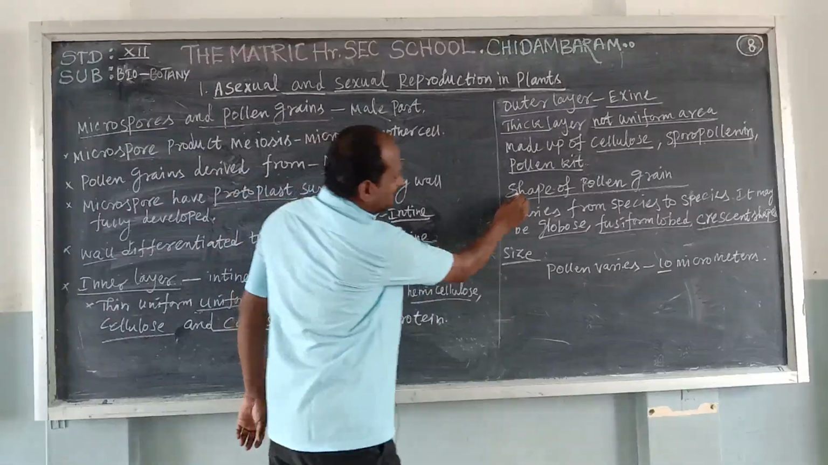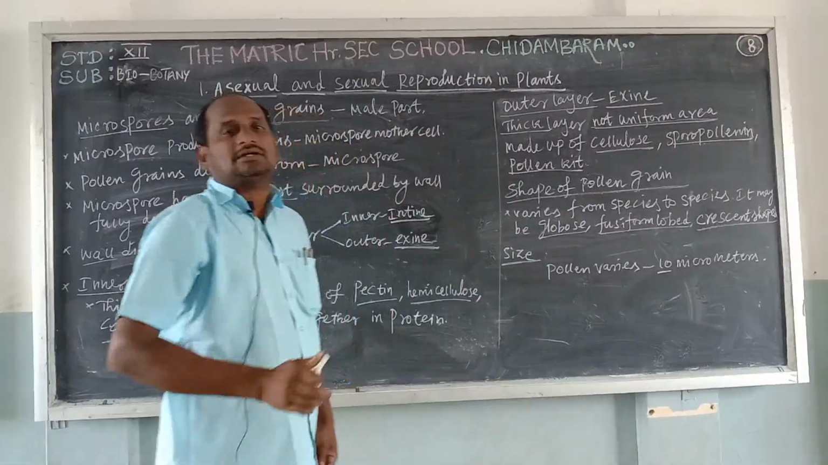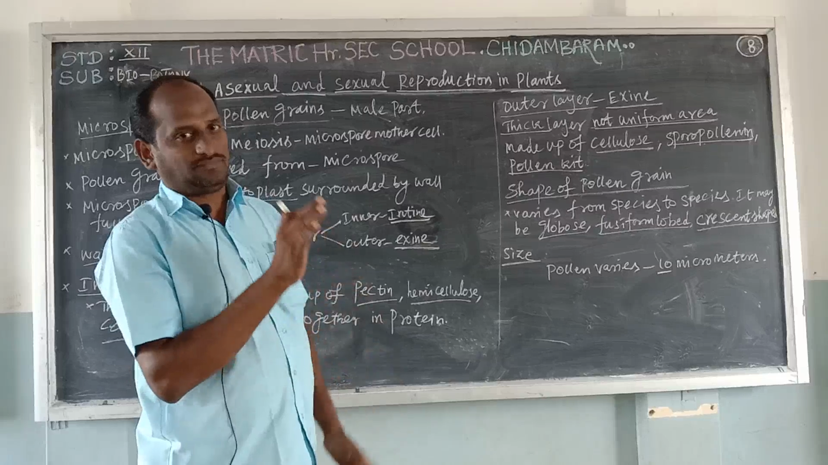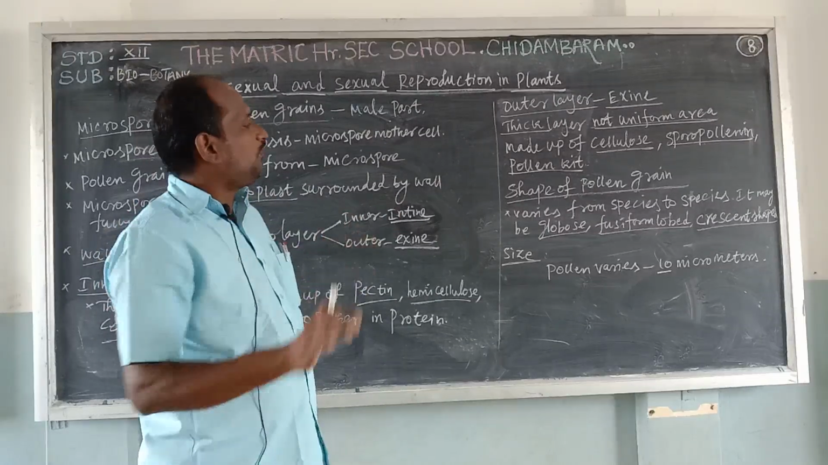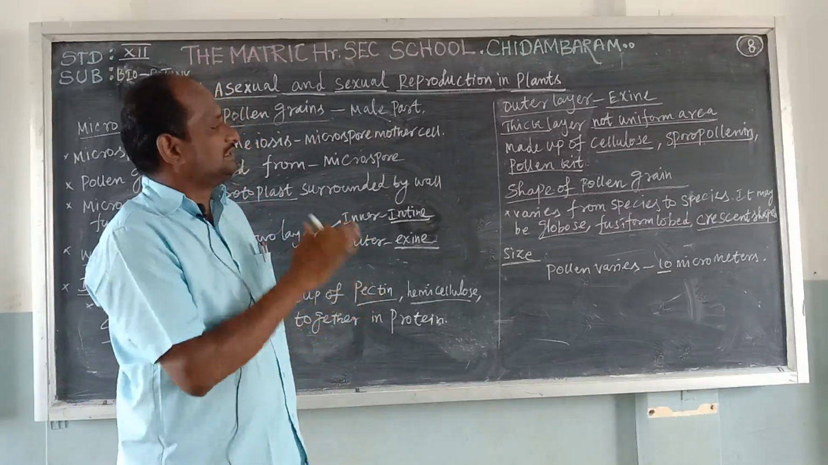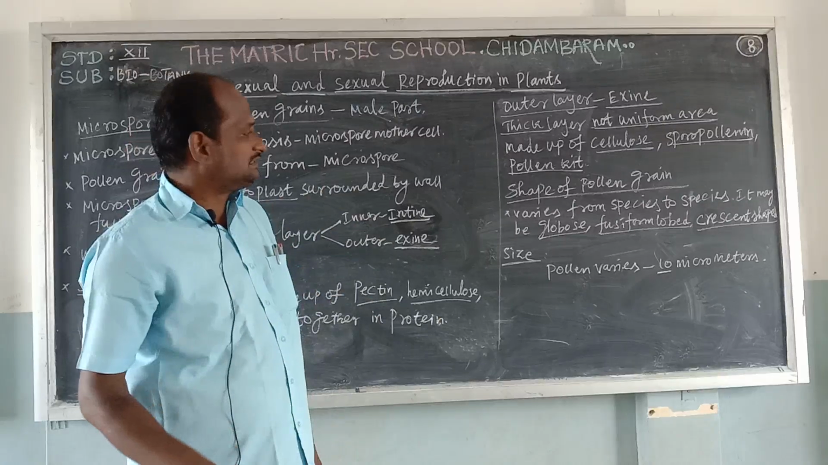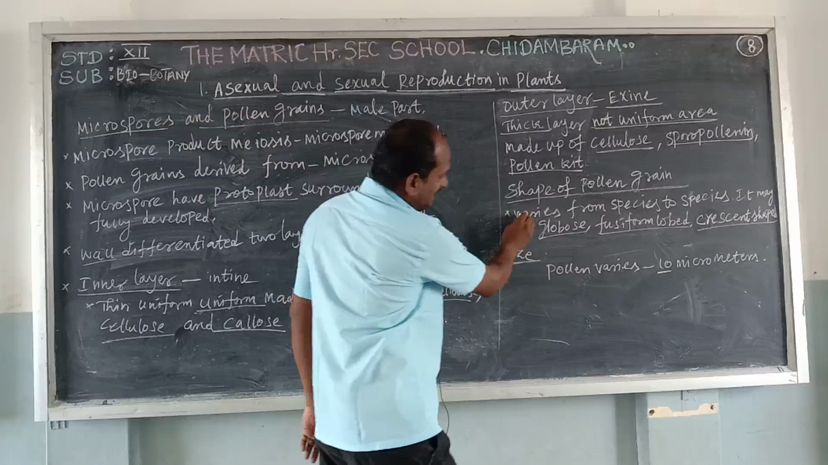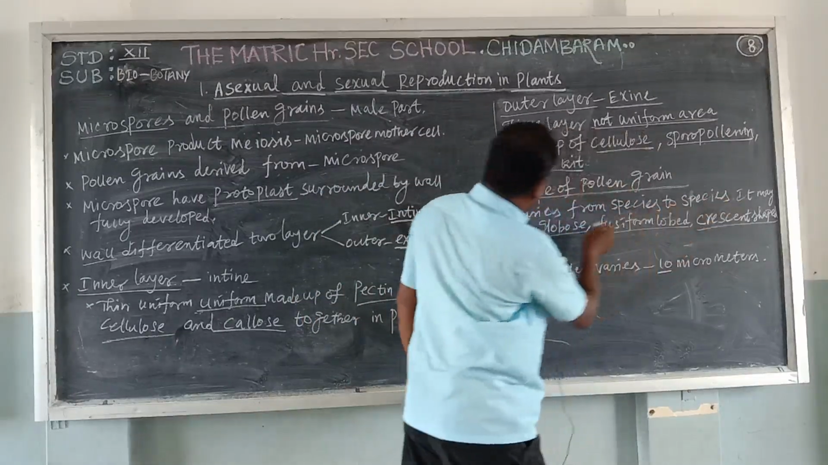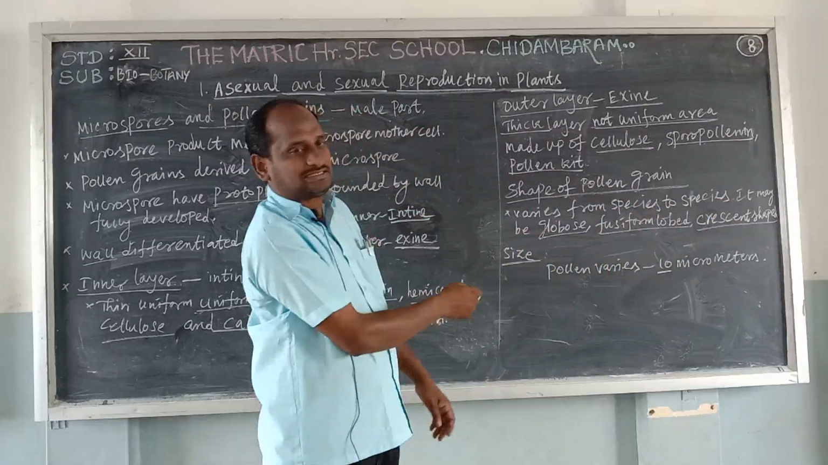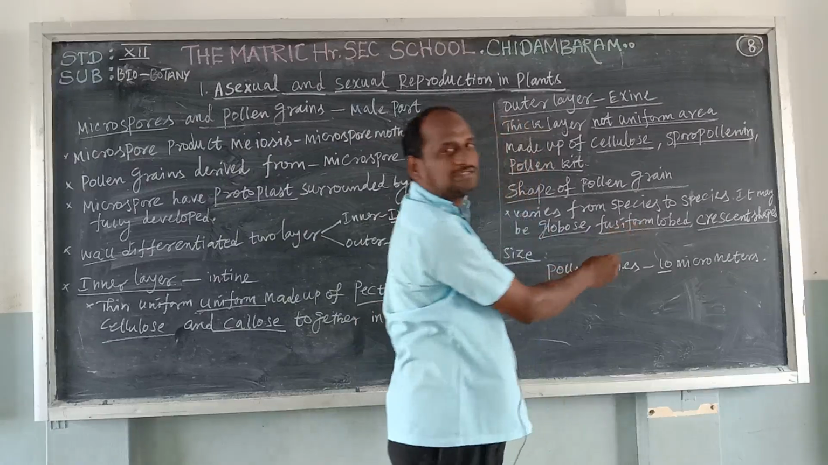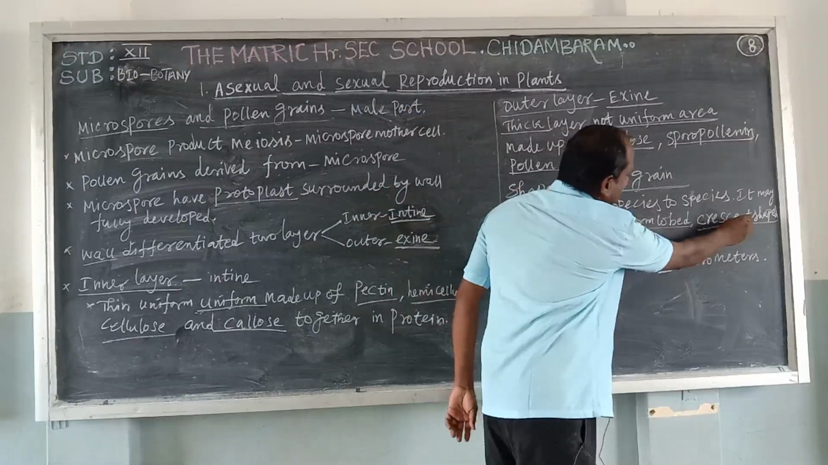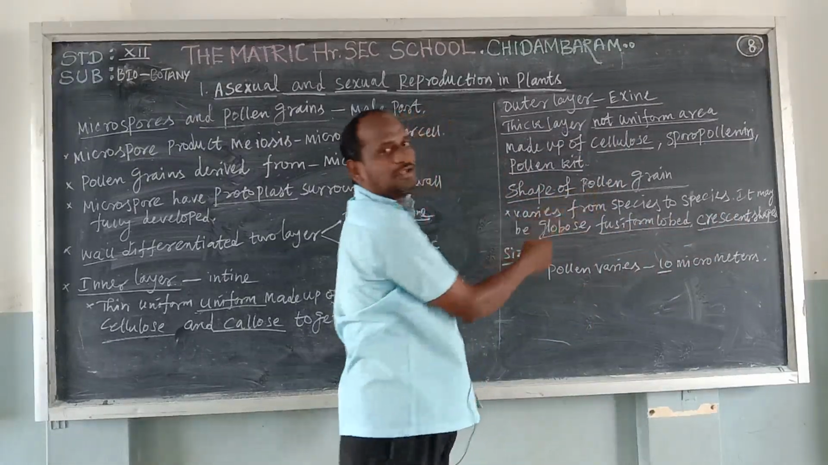Next, the shape of the pollen grains. Pollen grains are present in every flowering plant, and the shape varies from species to species. It may be clove shaped, fusiform, lobed or crescent shaped. This is the shape of the pollen grains.